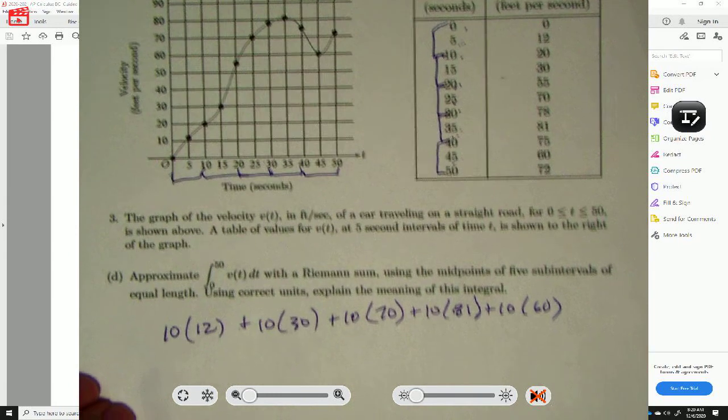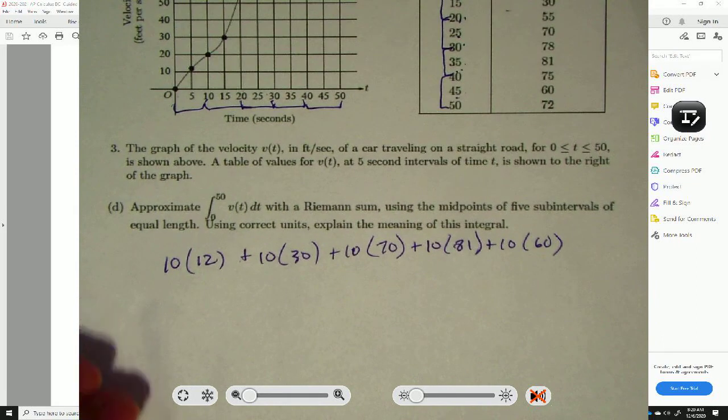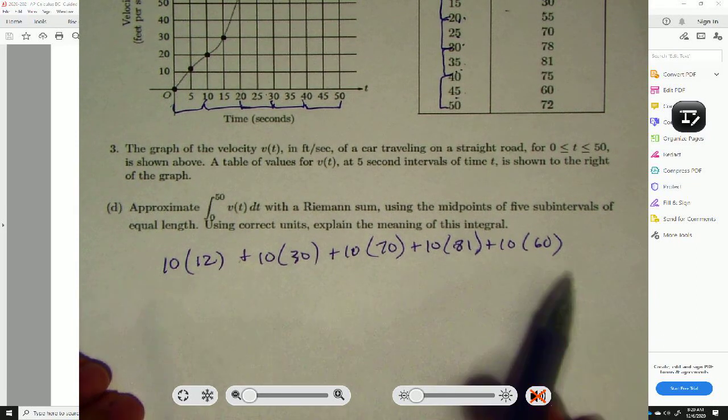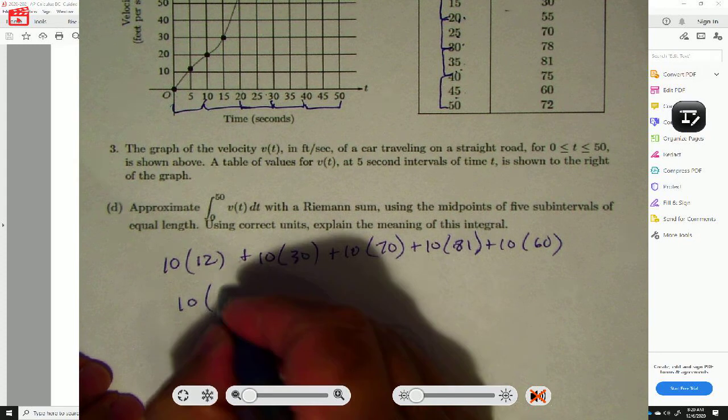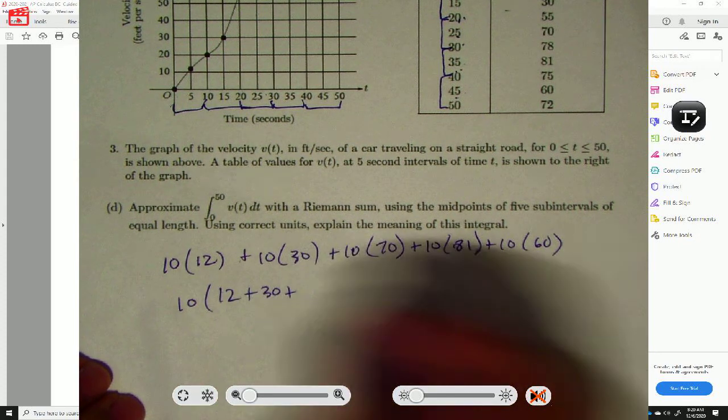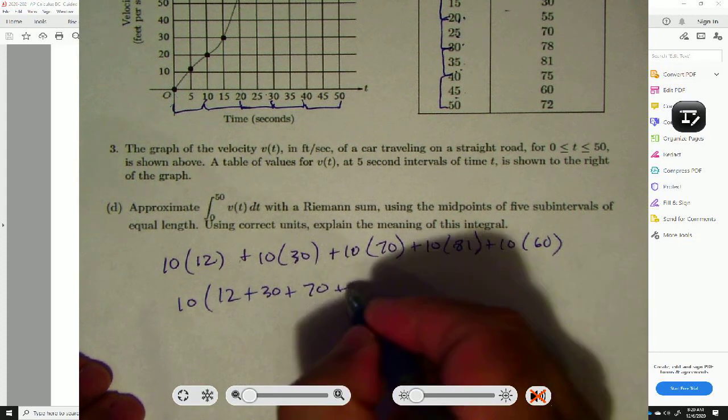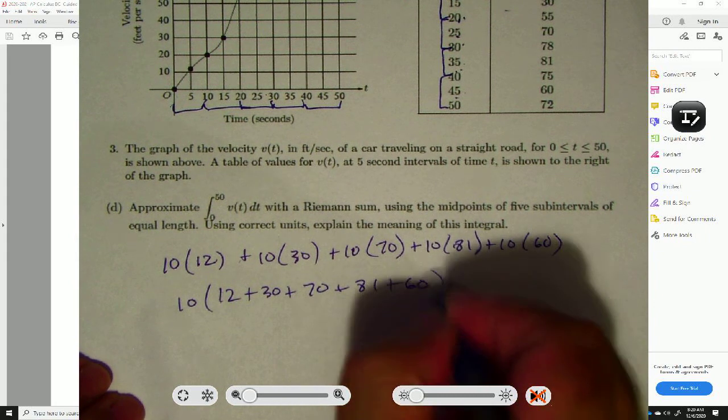All right, so that's it, and we add it all up. I'm going to go ahead and take out the 10, and we're going to just add 12 plus 30 plus 70 plus 81 plus 60.